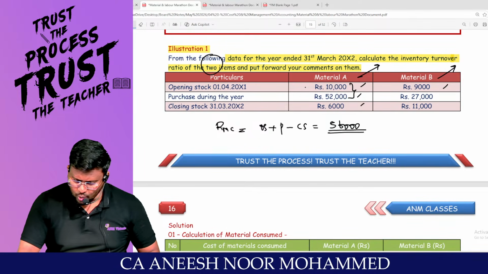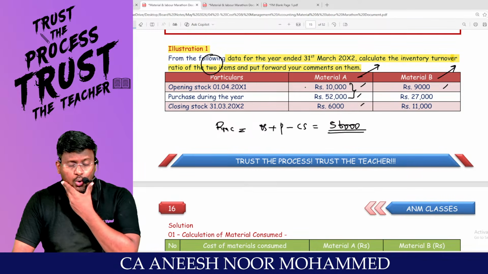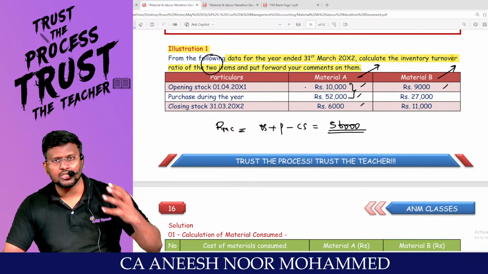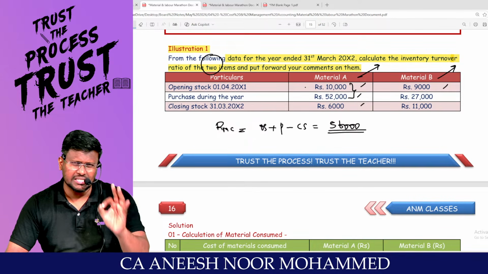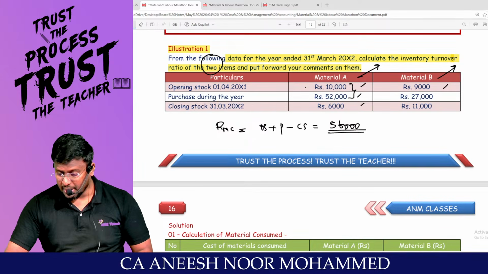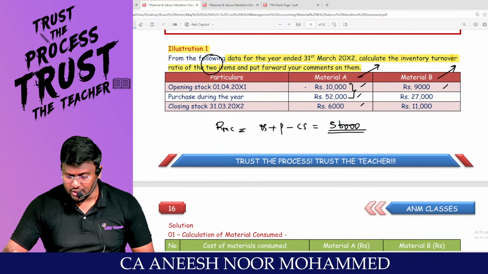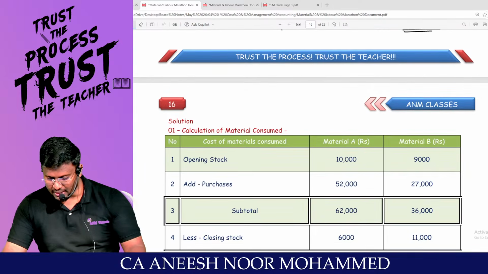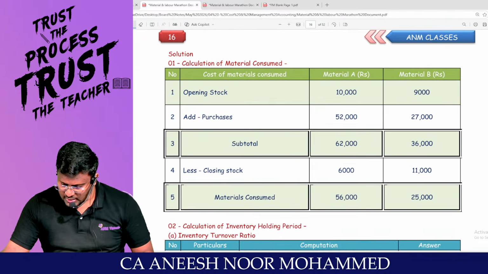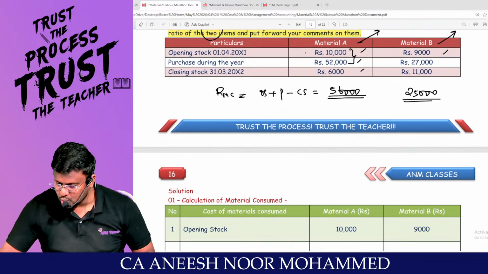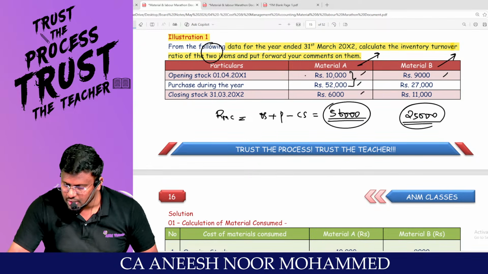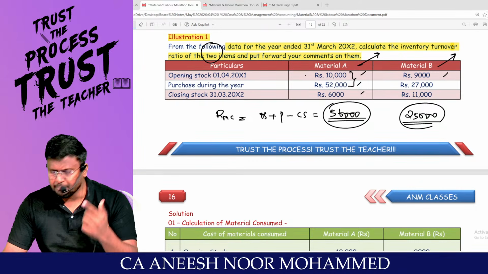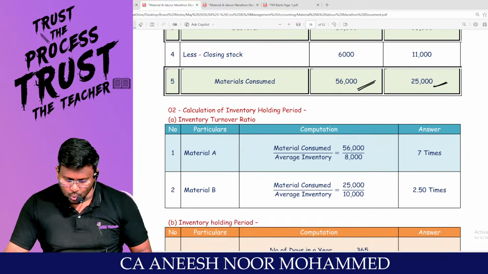With regard to material B, 9,000 was the opening stock, and 27,000 rupees of purchases were made. Total 36,000 of raw material was with us. But at the end, 11,000 rupees of stock has piled up, meaning 25,000 rupees of raw material has been consumed. So they are saying 56,000 and 25,000 is the raw material consumed, which is opening stock of raw material plus purchase of raw material minus closing stock of raw material.